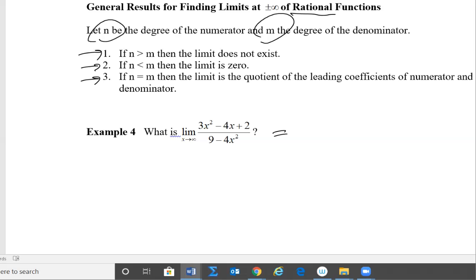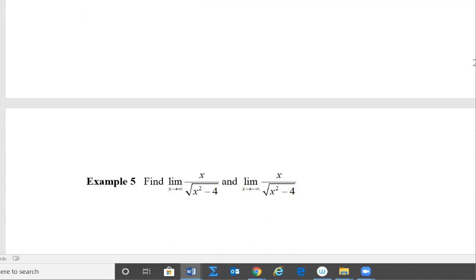Okay, so notice in this case, I have case 3. My answer should be 3 over negative 4, because those are considered the leading terms, 3x squared in the numerator and negative 4x squared in the denominator. So the limit of this quotient should be 3 over negative 4. That's according to these results up here. We can use these general results. We don't have to go through all the effort of analytically determining this. It'll save us a little time. So you're welcome to use those. Let's look at the next one.